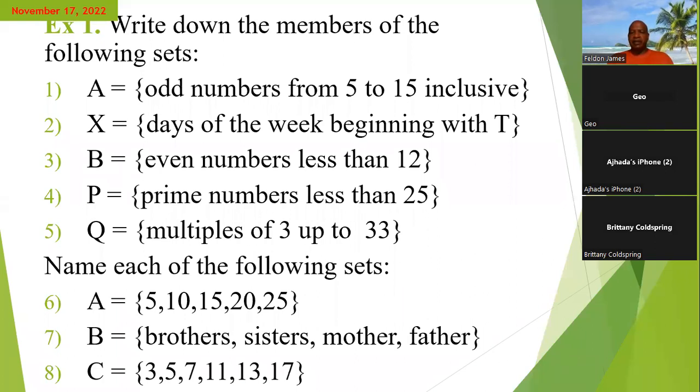Mr. Giovanni, I'm not hearing you. Okay. So I said 2, 4, 6, 8, 10. Okay, even numbers less than 12. All right, so 2, 4, 6, 8, 10. All right, that is acceptable.